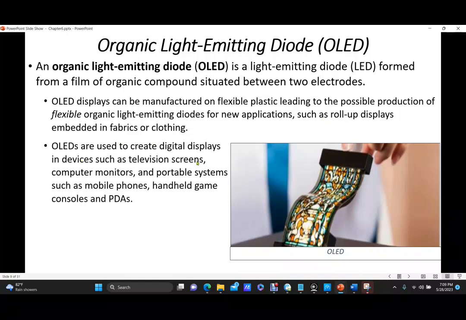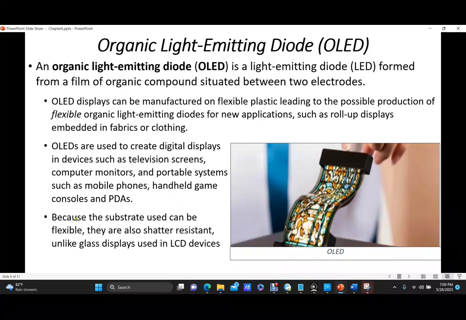OLEDs are used to create digital displays in devices such as television screens, computer monitors, and portable systems such as mobile phones, handheld game consoles, and PDAs. Because the substrate used can be flexible, they're also shatter resistant, unlike glass displays used in LCD devices.